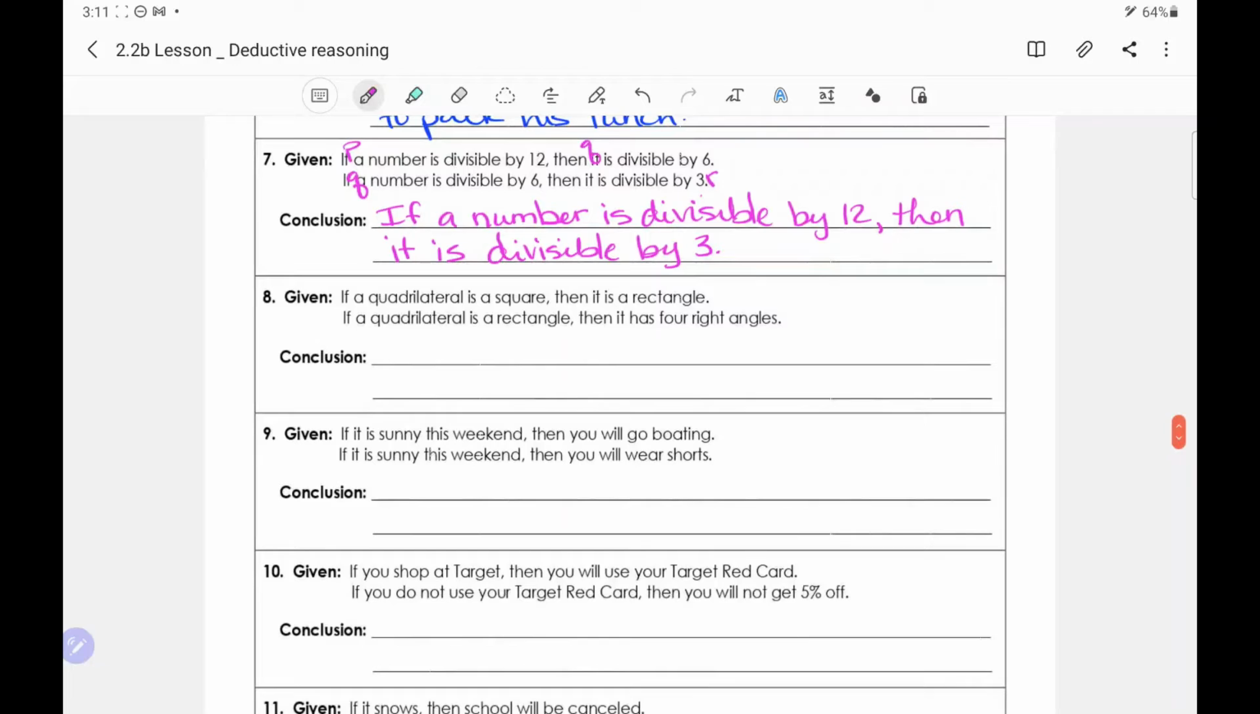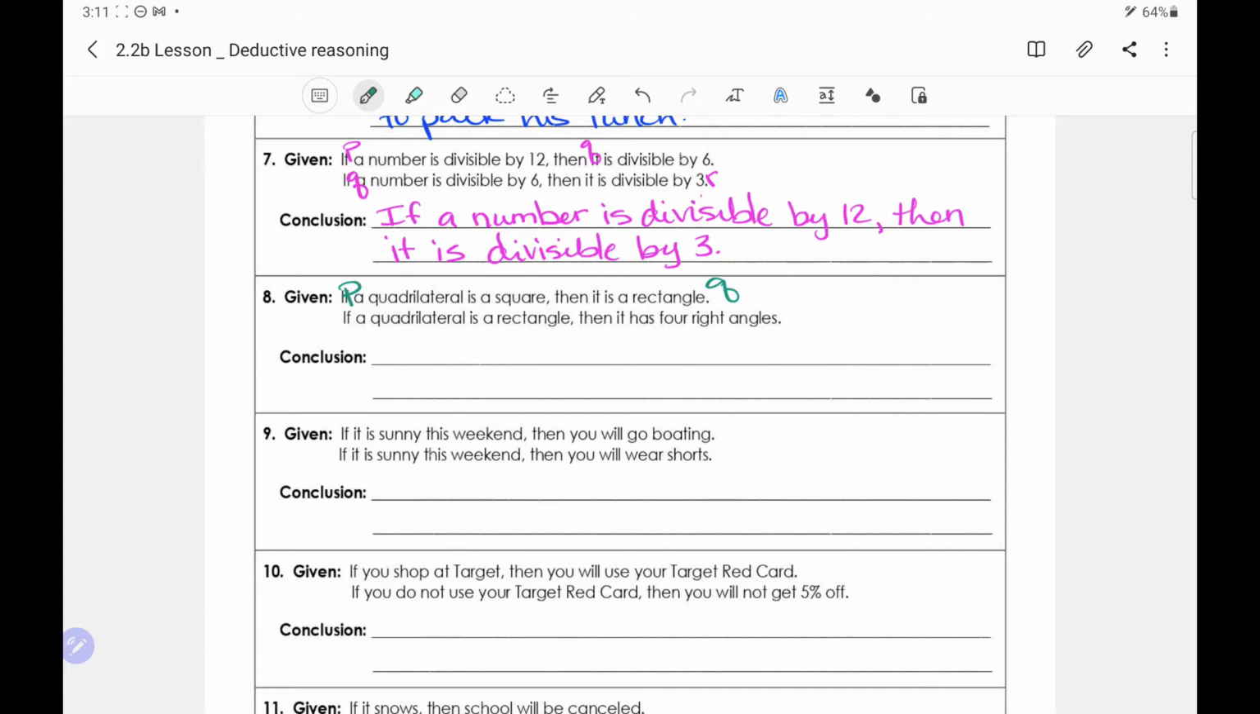If a quadrilateral is a square, then it is a rectangle. If a quadrilateral is a rectangle, then it has 4 right angles. Let's check for P and Q again. I encourage you to pause and try to do it on your own. If a quadrilateral is a square, that's my P. Then it is a rectangle, that's Q.